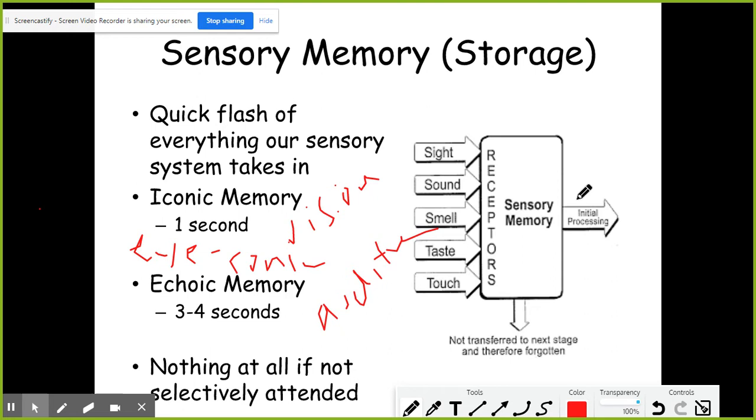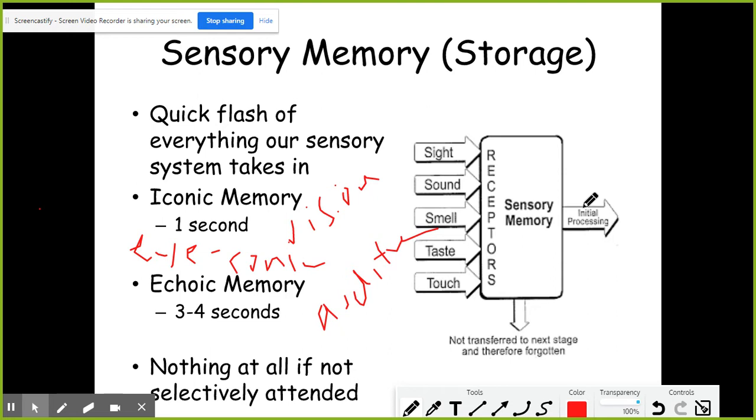If vision dominates all of our other senses, why does echoic memory last longer than iconic? Anybody have a guess? Sound takes less time to travel? No. Yeah, more. It takes longer to travel, so we kind of need to slow it down a little bit. Anybody else? Why might our echoic memory hold information for longer?